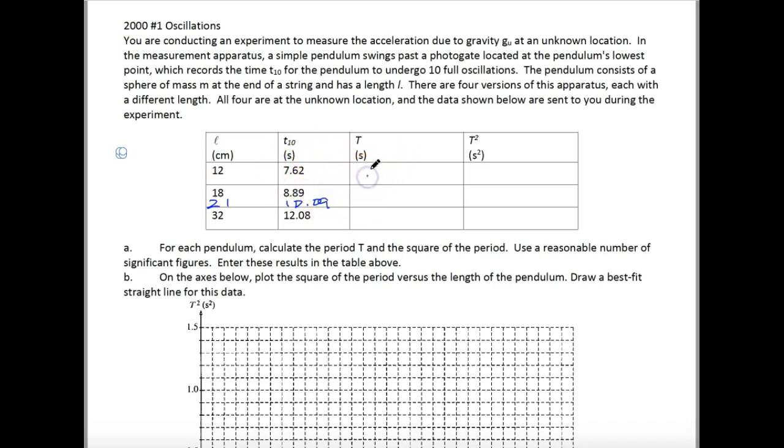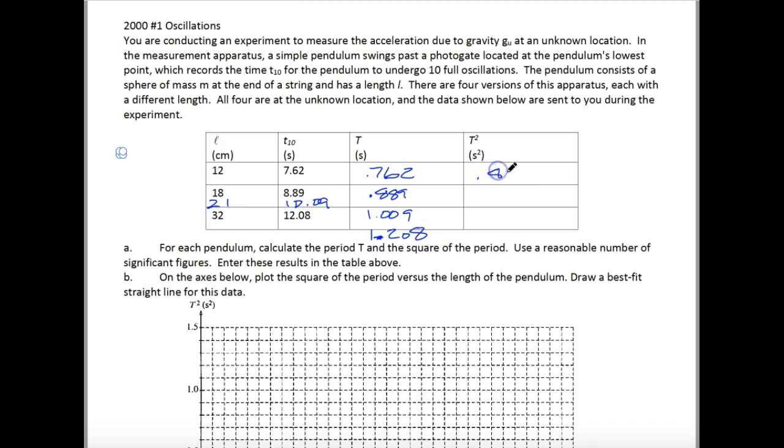So this is going to be 0.762. The next one's going to be 0.889. I'm going to move this one down here. It's 1.009, and then the last one is going to be 1.208. Now that we have those 4 points, let's go ahead and square each one.